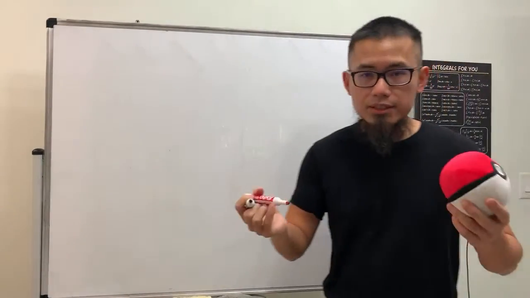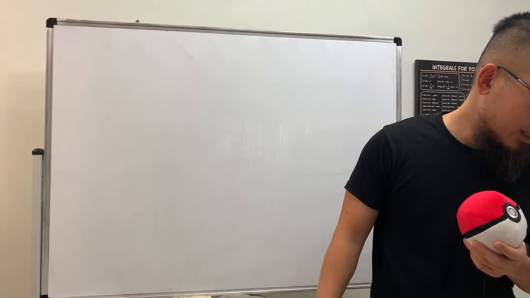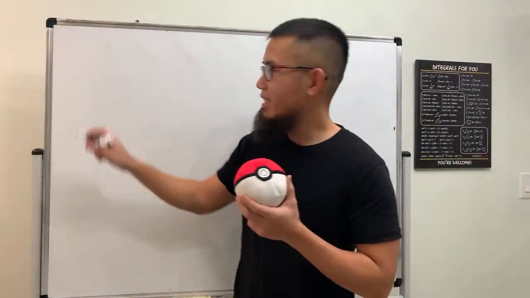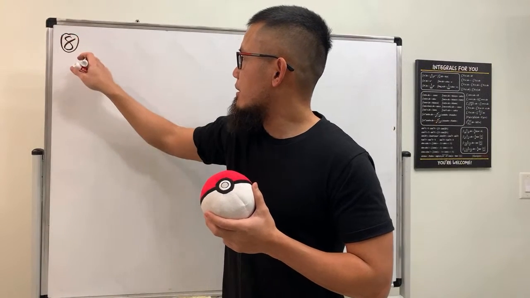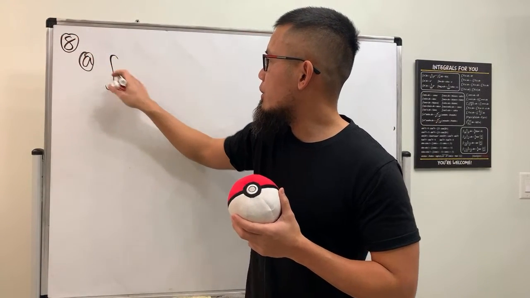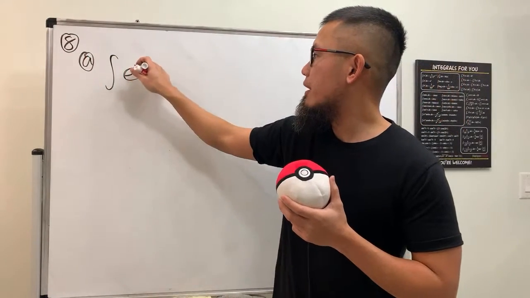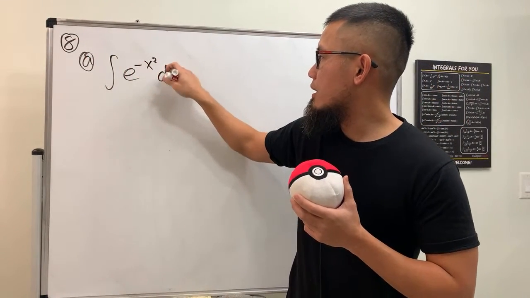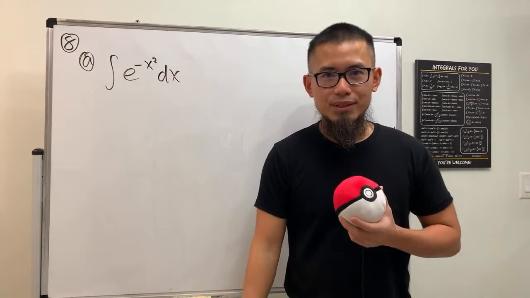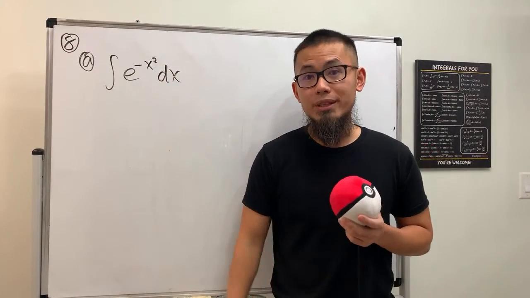All right, now let's do some integrations, and some of the really bizarre integrations. Number 8, this is part A. We are going to integrate e to the negative x squared dx. So take a guess, how are we going to integrate this?